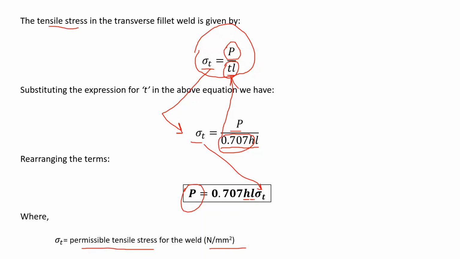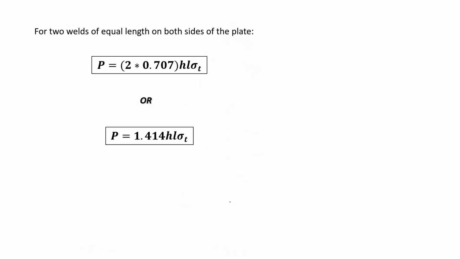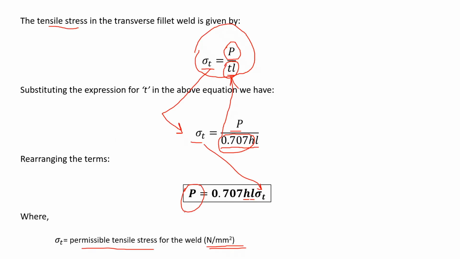Now, please keep in mind to take all the units as given in this lecture, or try to be consistent with the units. Otherwise, in spite of putting the correct values, you will get the wrong answer. So always try to be consistent with the units. Now this equation gives you the strength of the weld for a single transverse fillet weld.